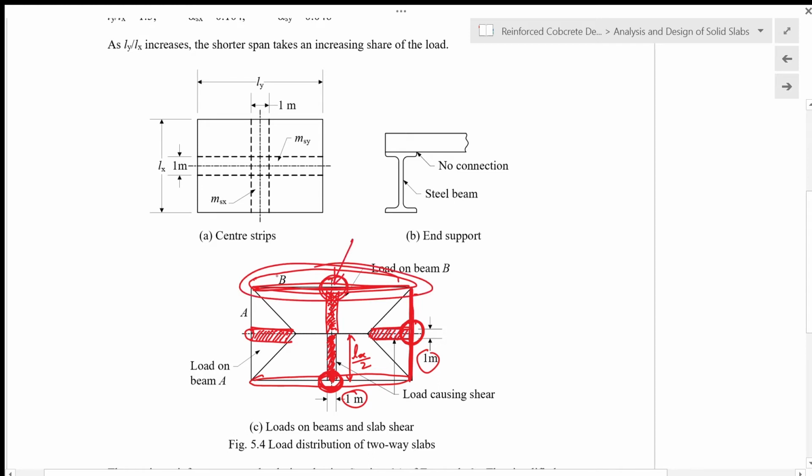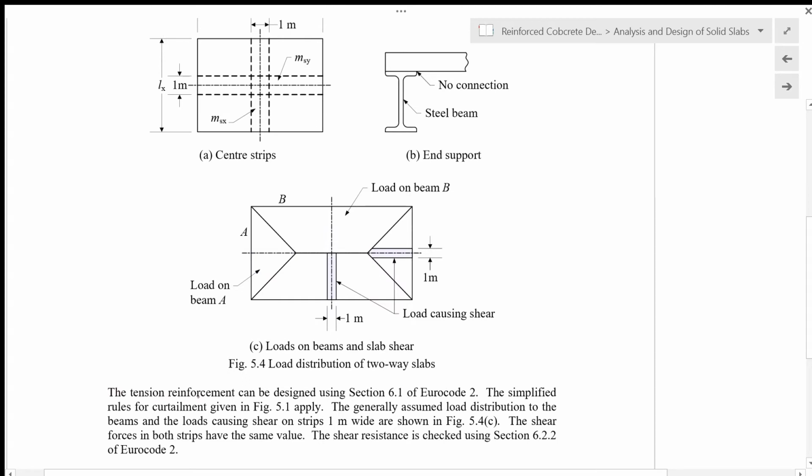So the shear force will be this area of loading transferred to this beam here as the shear on this supporting beam. The tension reinforcement can be designed using section 6.1 of Eurocode 2, same as for beam design, and also the same as for the one-way spanning slab. The simplified rules for curtailment given in figure 5.1 apply. The generally assumed load distribution to the beams and the loads causing shear on strips 1 meter wide are shown in figure 5.4c as I have explained just now.